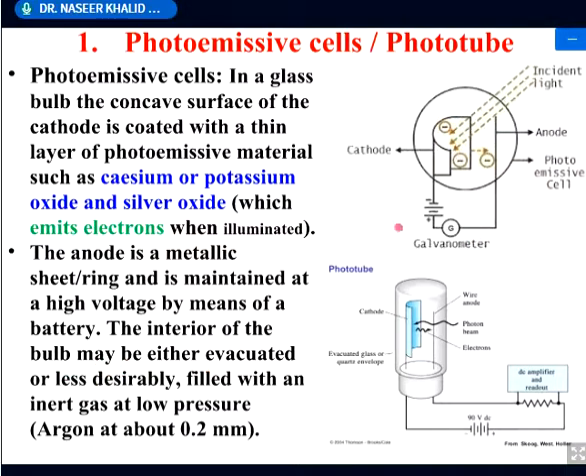The interior of the bulb is evacuated, or there could be some inert gas at very low pressure, up to a maximum of 0.2 millimeter of mercury. Because if a vacuum or low pressure is not there, the ordinary air is a non-conductor. It will not allow the electrons to move from this cathode to this anode, and that's all. So this is what is known as a photoemissive cell or simply a phototube.